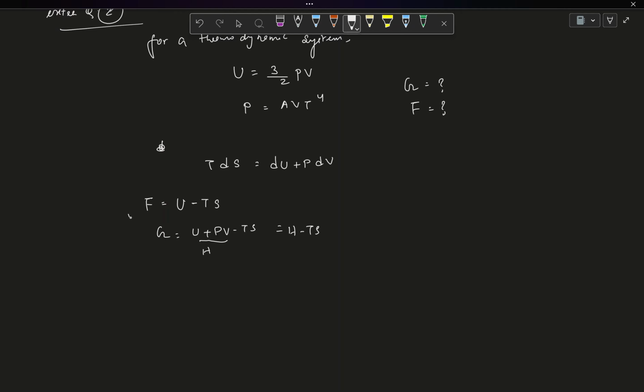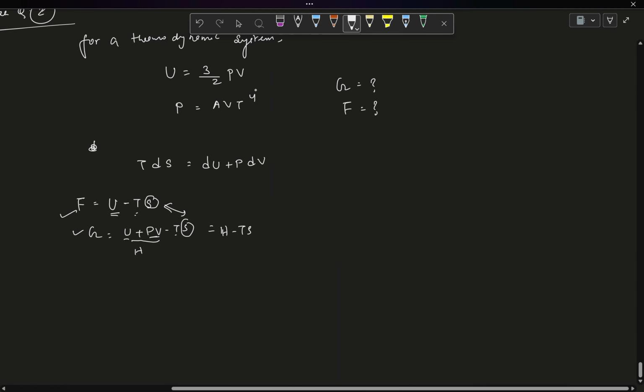So if you have to get what is F and what is G, then you have to know all the terms involved in here. Like T will remain as it is. U is already given in the question. In this case, PV is remaining as it is. But the one thing that we'll need for both of them is entropy. So entropy is something you have to calculate given the information about U. So if you want to know S, then you can substitute and get the expressions for F and G.